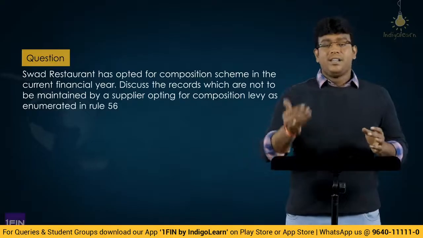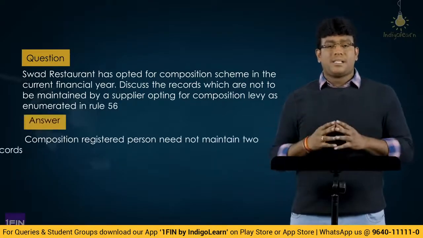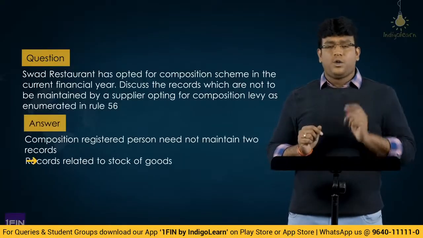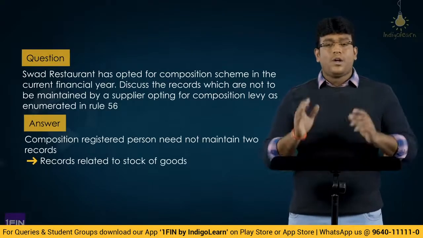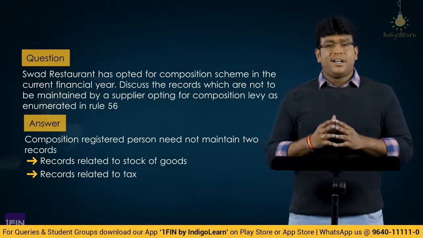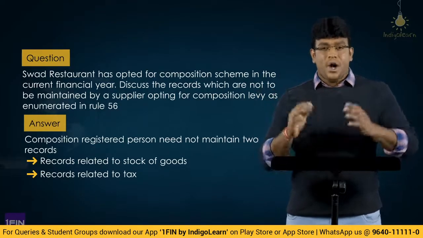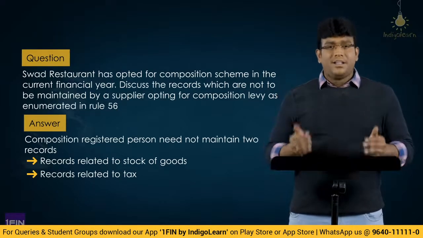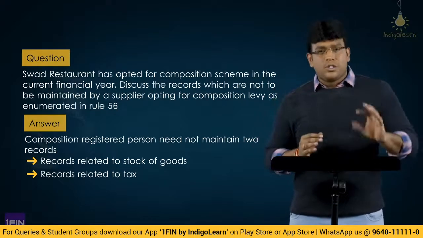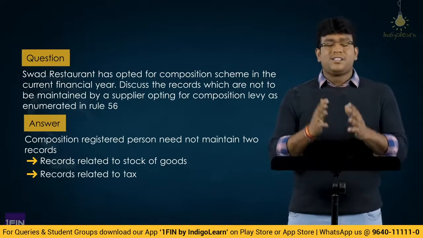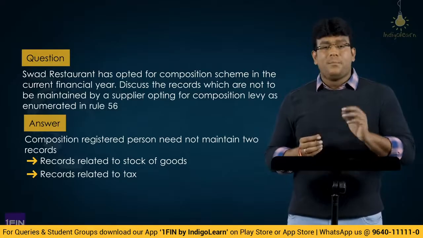Friends, as we already discussed, composition registered person need not maintain 2 records. Number 1, records related to stock of goods. Number 2, records related to tax. When I say stock of goods, details related to stock procured, and not just stock procured but also the opening balance, receipt, supply made, goods lost, stolen, destroyed, disposed of, written off. All these details related to the stock need not be maintained.